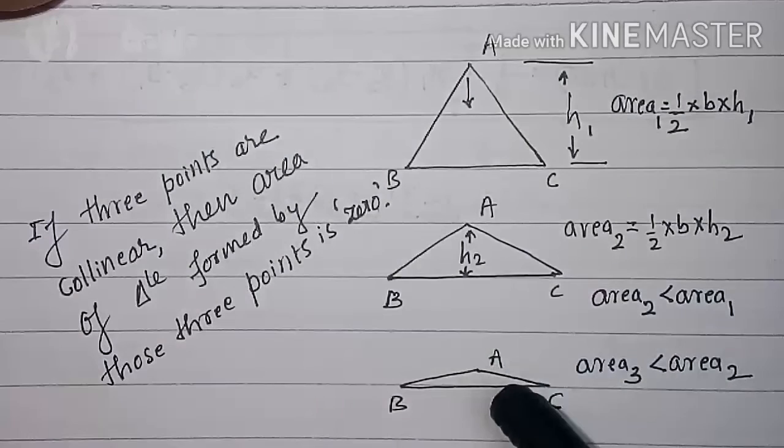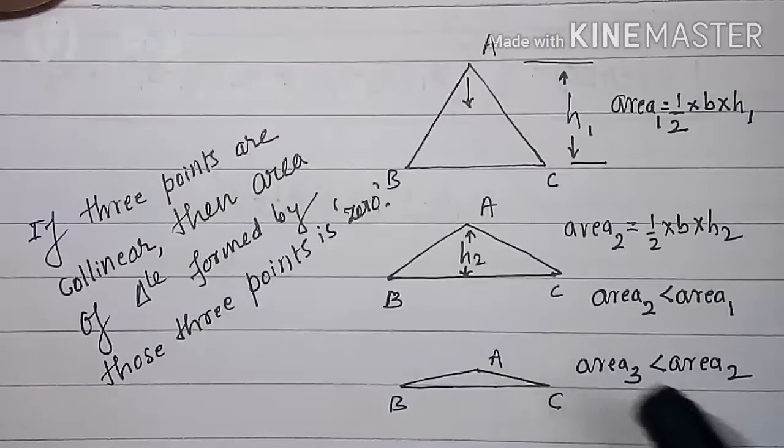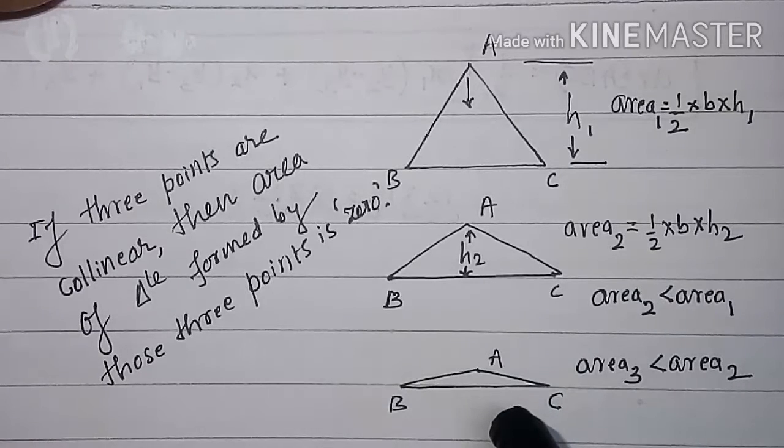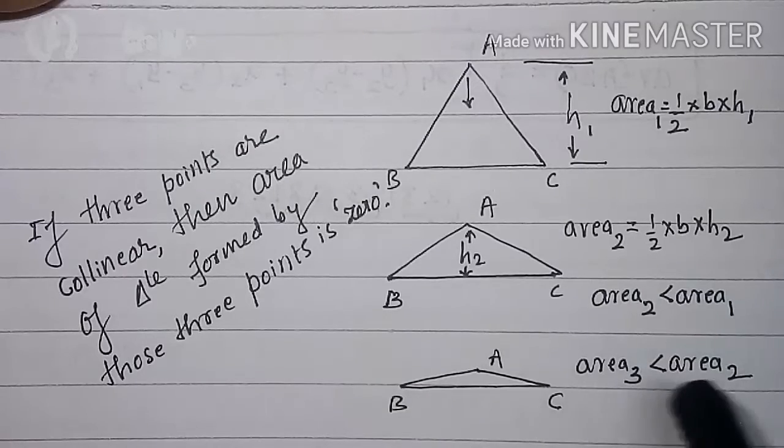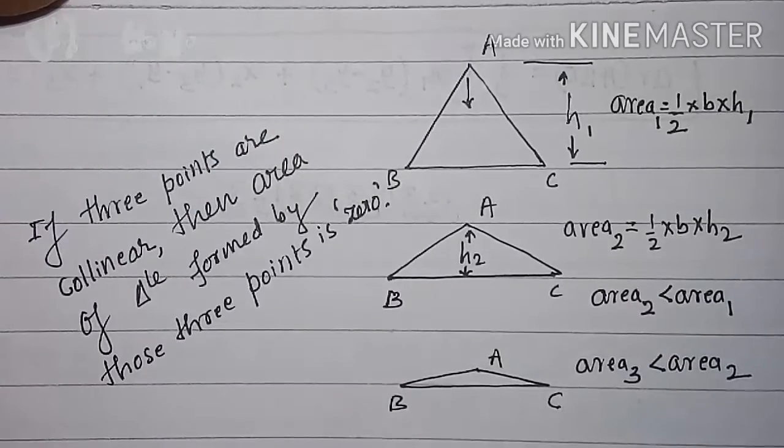If vertex A is further moved down, then altitude reduces further and hence the area of triangle will also reduce further. So in this case, area of the triangle is area A3. So area A3 will be less than area A2.